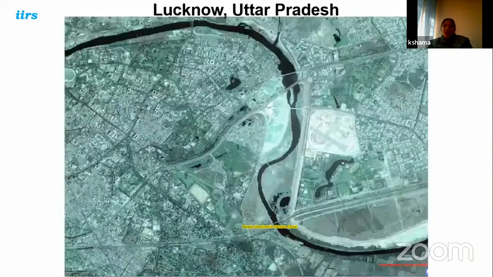A similar example you can see in this image where, although a river channel is there, these seem to be two disconnected water bodies, but they are not disconnected.